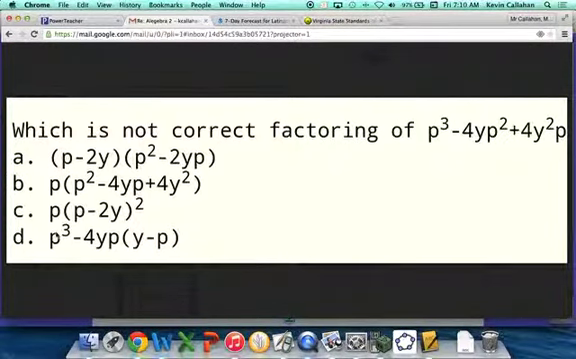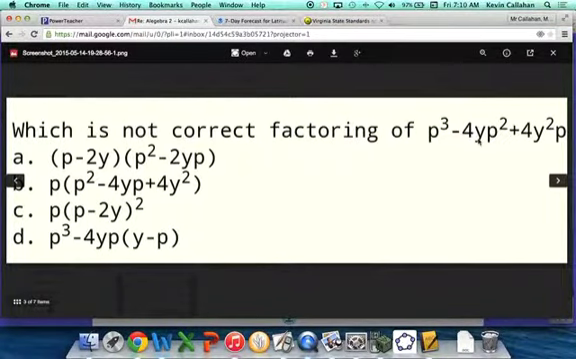What was I going to say? 4yp, negative p plus. Well, I'm trying to see here that we do have this exactly correct. p to the third. What if we factor out a 4yp from here and a 4yp from here? What would be left? Negative p plus y. So I'm kind of curious here.